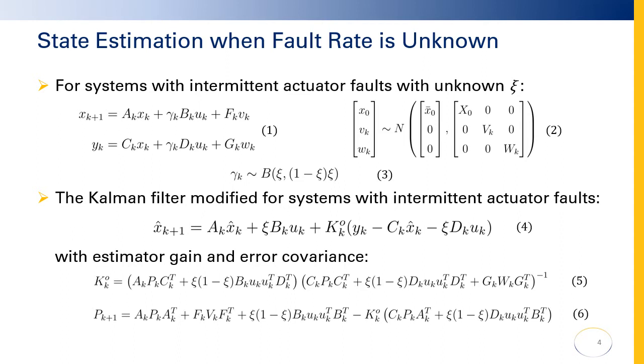Similarly, for any time instant where gamma k is 0, the actuator faults, and the commanded input is not applied to the system. The success rate of the actuator xi is bounded by 0, corresponding to complete failure of the actuator, and 1, corresponding to a system with no actuator faults. The Kalman filter can be modified for the system given in 1 if the success rate of the actuator is known, where the state estimator is given by 4, and the optimal gain and error covariance by 5 and 6. We can then extend this modified Kalman filter to unknown actuator success rates using the multiple model estimation algorithm.